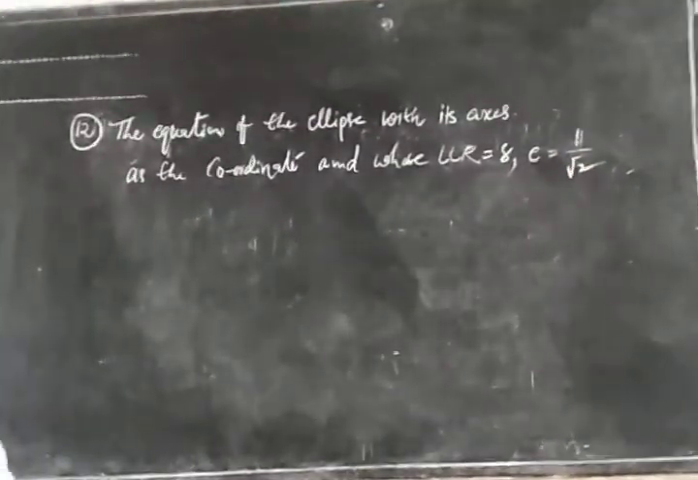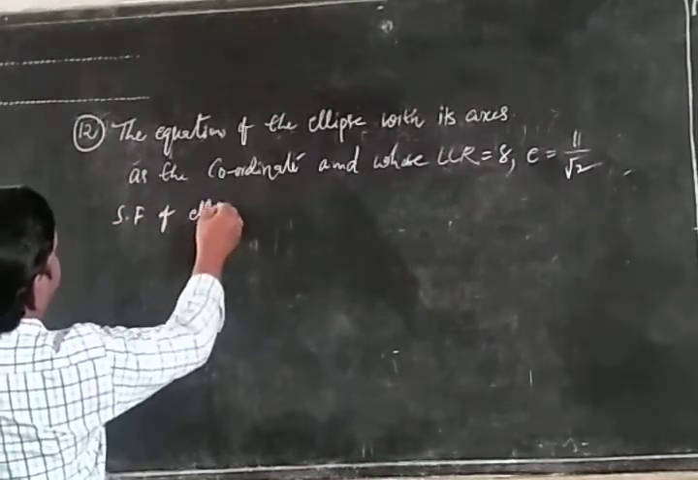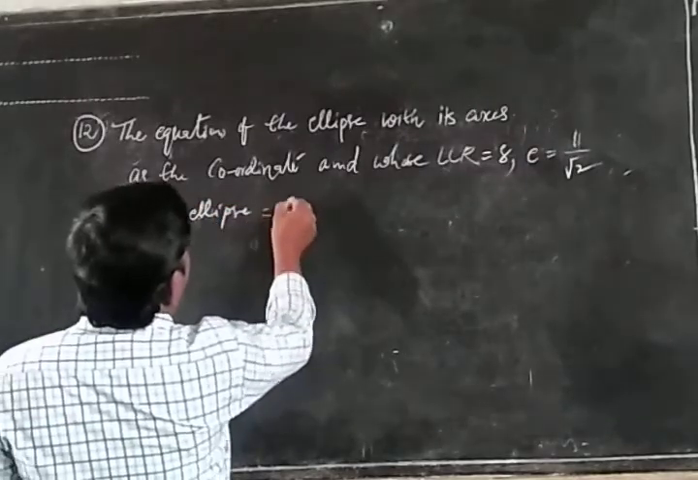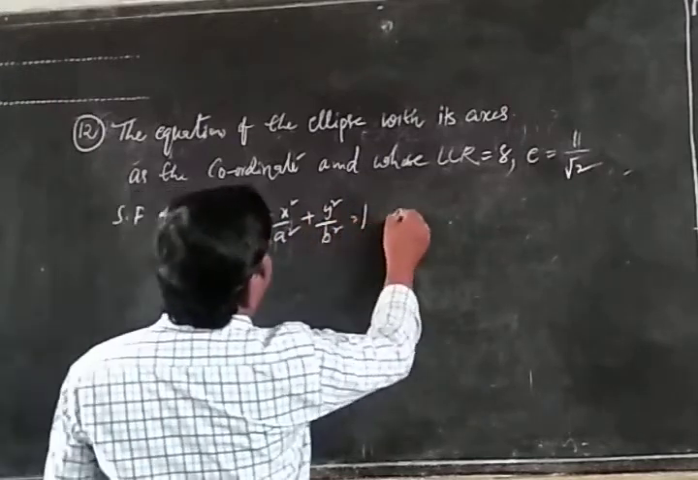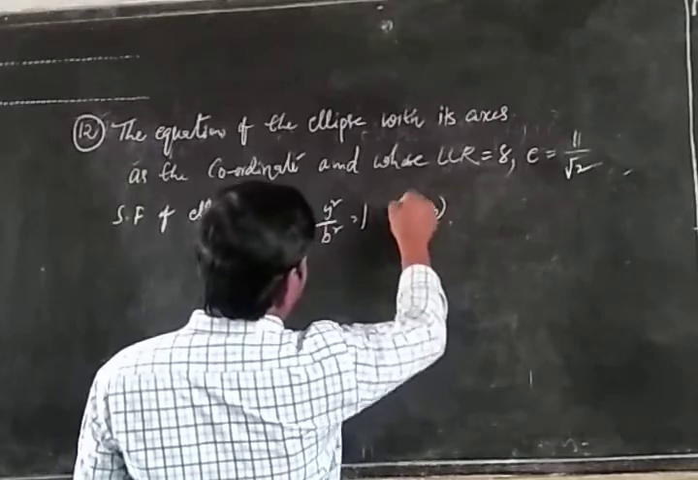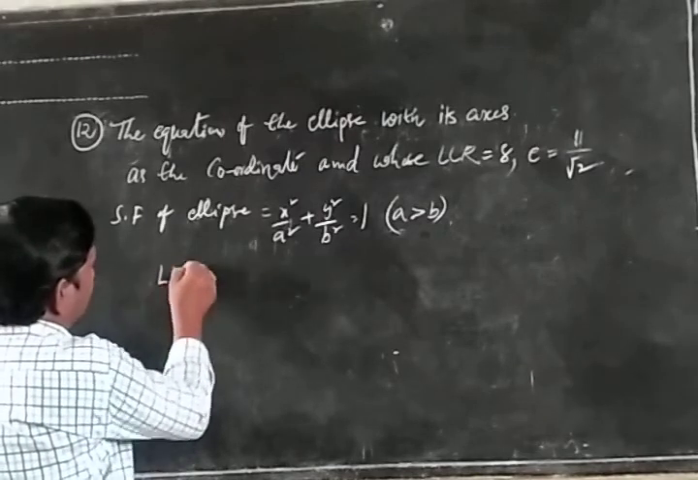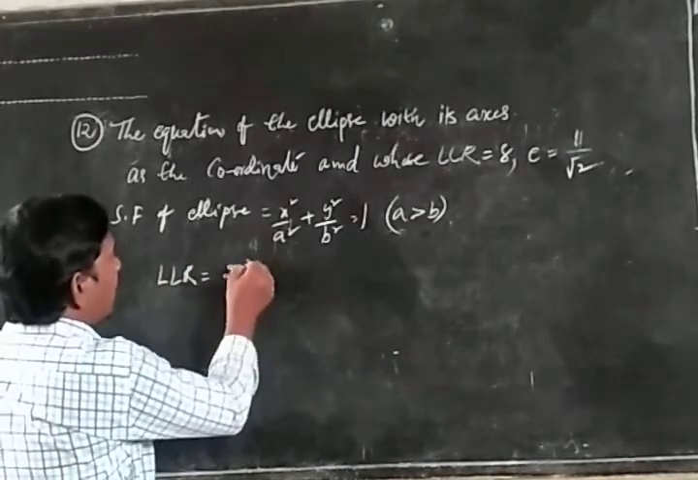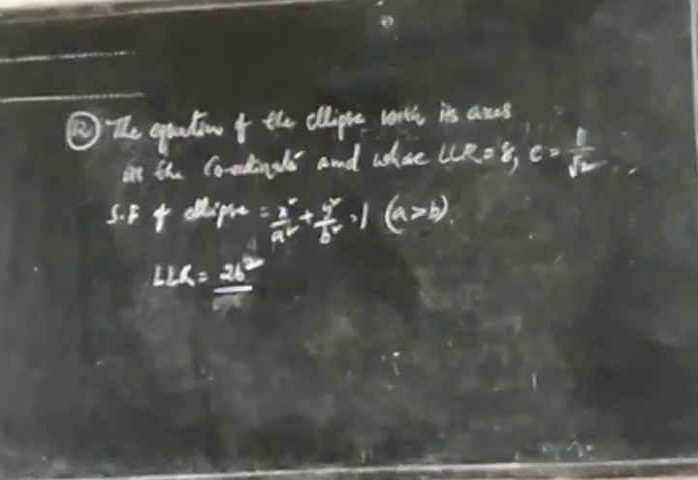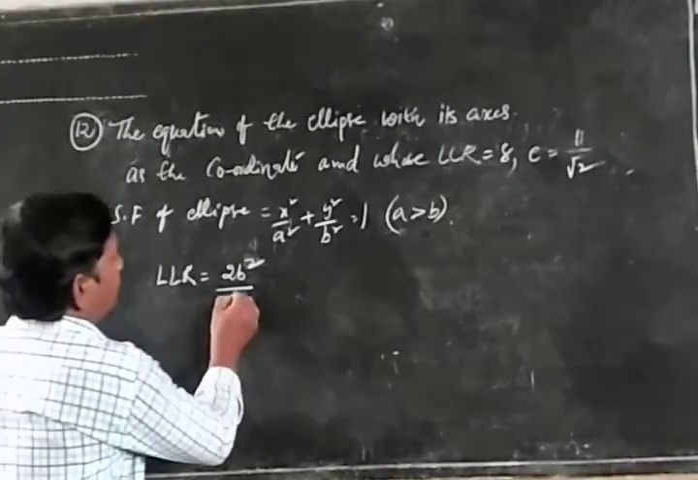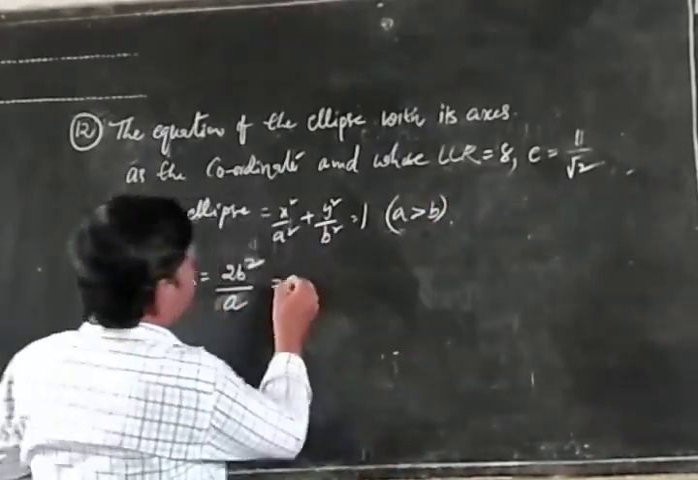Okay, the standard form of an ellipse is x square by a square plus y square by b square equal to 1, a greater than b. Now here LLR equal to 2b square by a, and 2b square by a equal to 8, what is given in the problem.